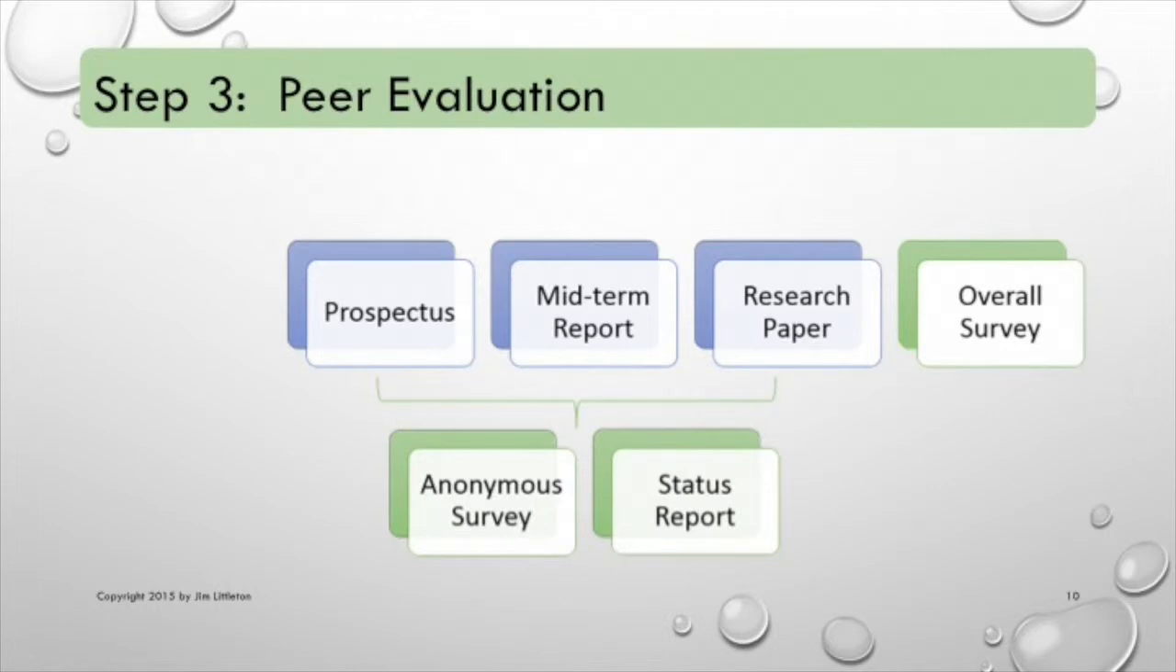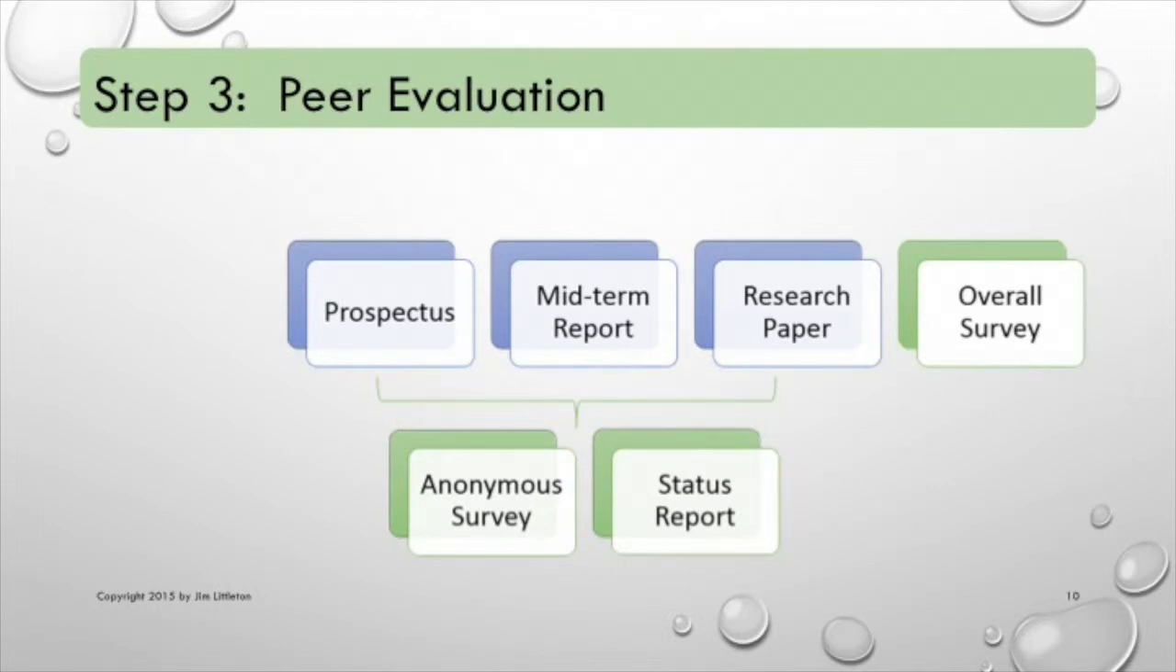Which tasks did they complete? Which milestones did they achieve? Which tasks didn't they complete or milestones they didn't achieve? Why not? Then they would make an updated schedule of tasks and milestones to get them to the final research paper. For peer evaluation, I'd always had a major overall survey at the end.